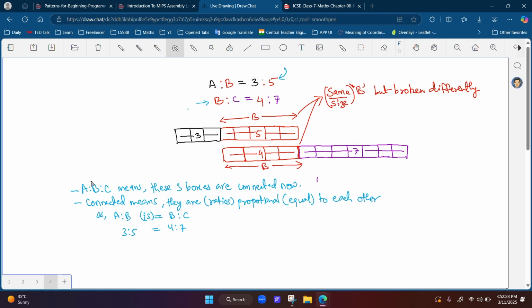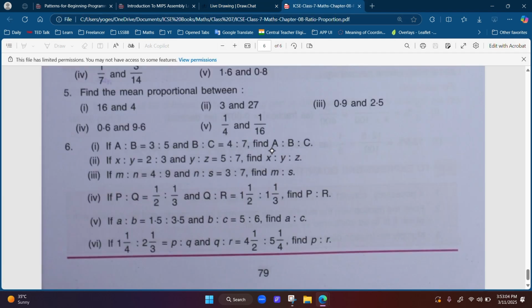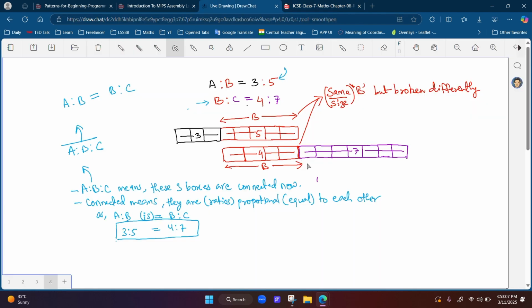Now connected means they are ratios. Connected like this. If something is written like this, it tells me all three values or all three boxes are proportional to each other, or their ratios are proportional to each other. When we write these triple ratios separately, we will write like this. And since there is a proportionality, I can show it like this. Okay. Now this is what is already given from the question.